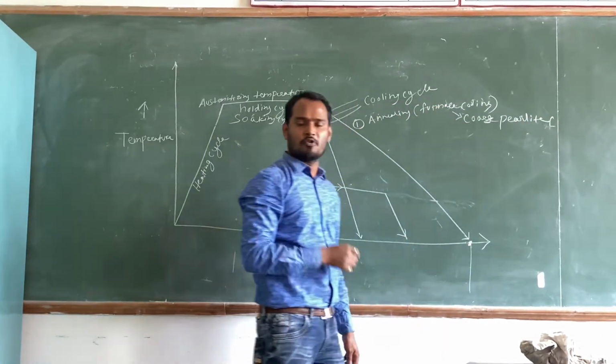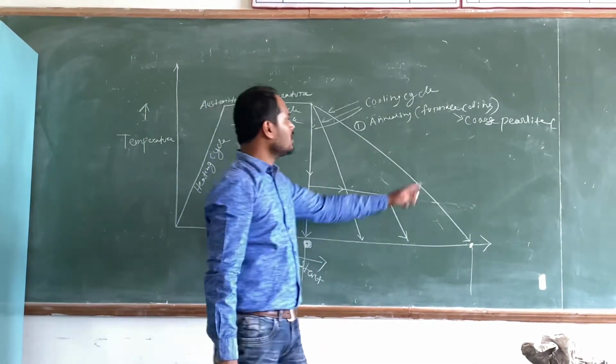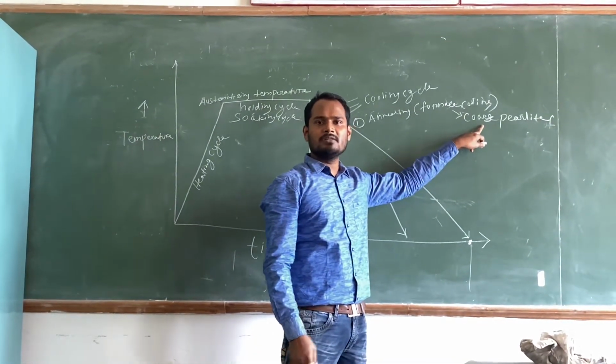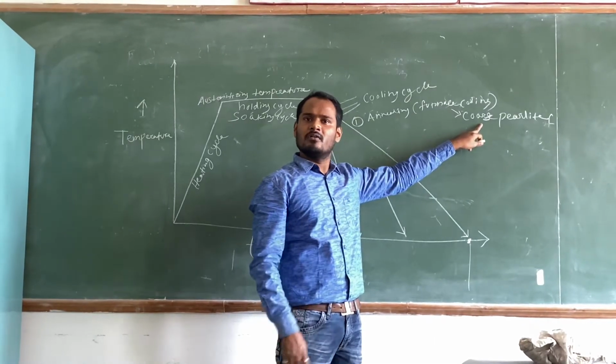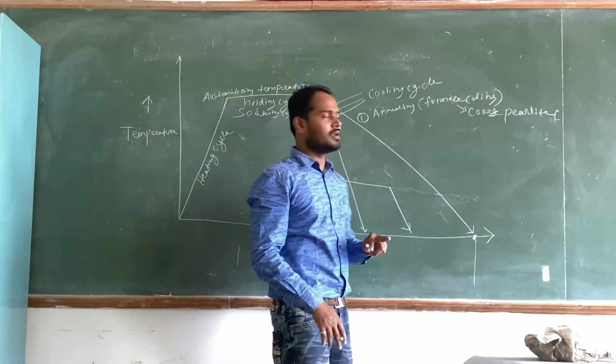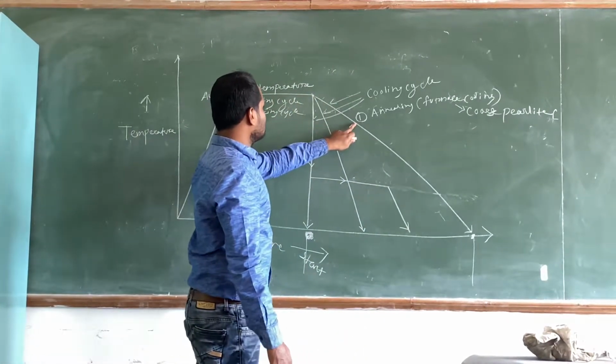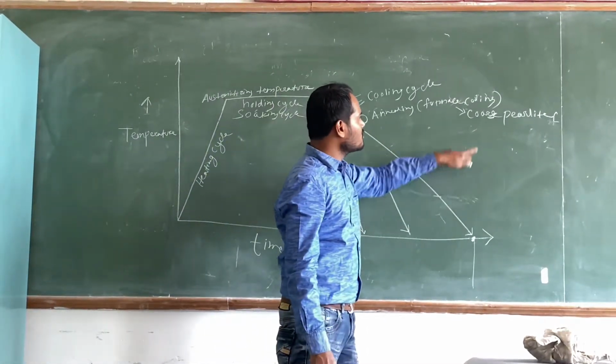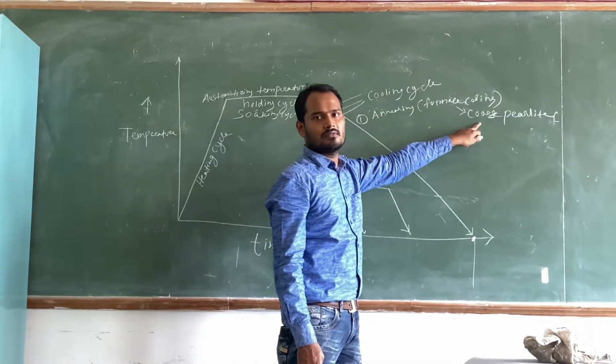Basically, if it is a eutectoid steel, 100% pearlite will be there. You will get a coarse pearlite. Coarse pearlite means the interlamellar spacing will be more. There is a more gap between the lamellae. Right? That means sufficient time is there, so the structure becomes coarser.